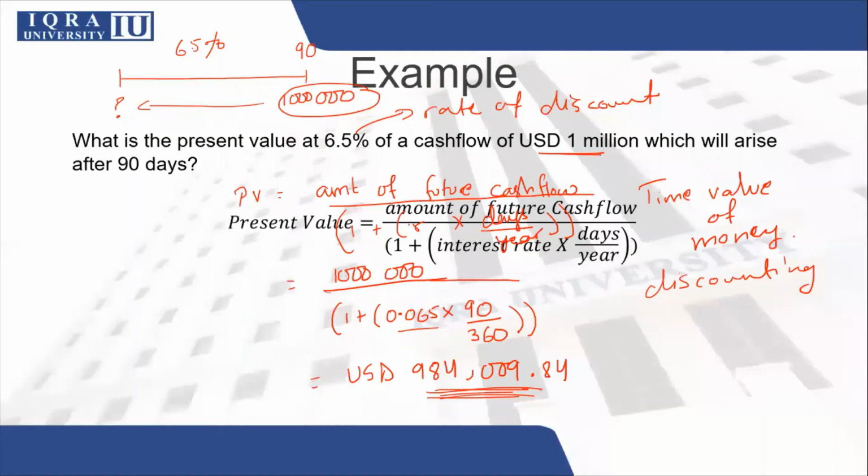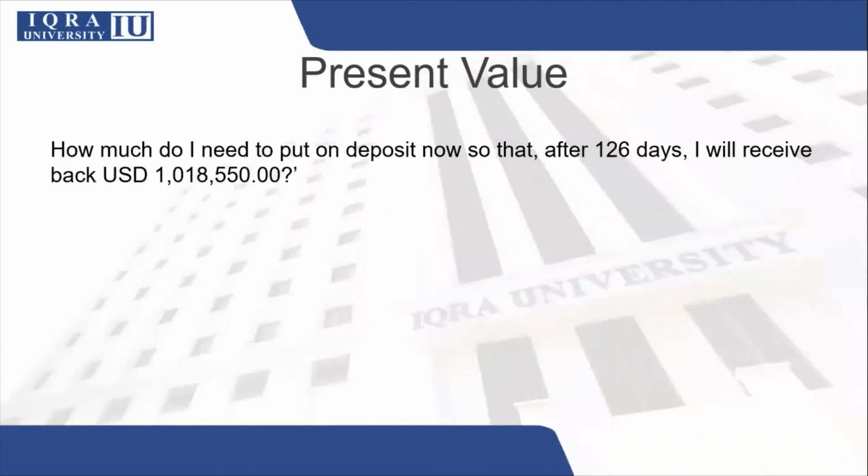Now moving ahead, let's do one more practice question. How much do I need to put on deposit now so that after 126 days, I will receive back USD 101 and 550? I'm going to give you a bit of time to solve this and then I'll show you the solution. Okay, they haven't mentioned the interest rate. Wait, I've forgotten to mention the interest rate. You can use the interest rate of 5.3% in your calculations.